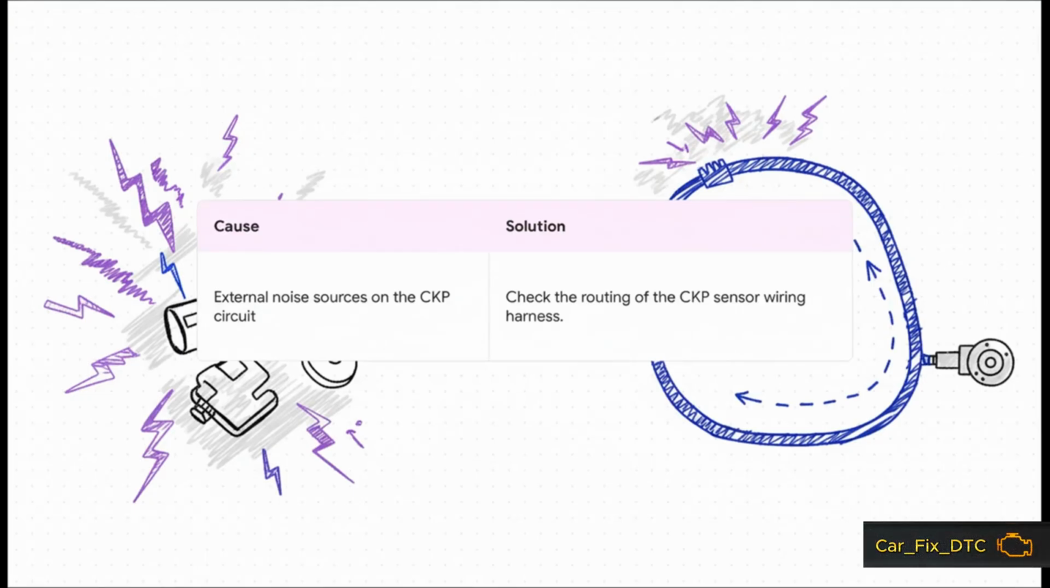Now, what's really interesting about this one is that the fix might not involve replacing any parts at all. The solution is to just carefully check out the wiring harness for that CKP sensor. Sometimes all you have to do is reroute it away from other electrical stuff to clear up the signal and solve the whole problem. How cool is that?